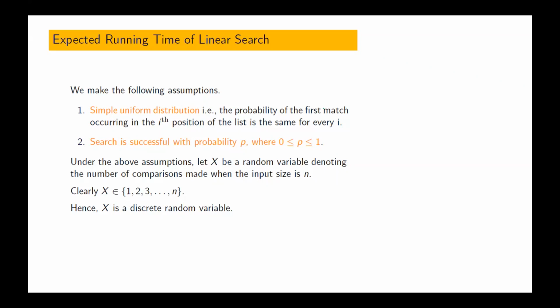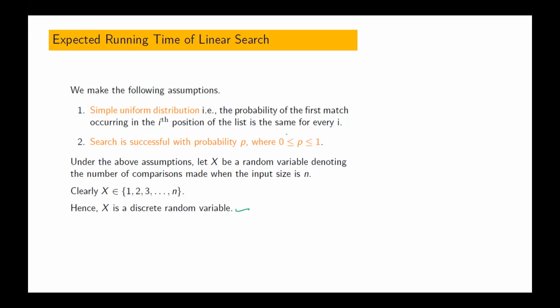Okay, so let X denote the number of comparisons. Definitely it is a random variable. And what are the values it takes? 1, 2, and so on, N. So these are distinct values. So definitely this X is a discrete random variable.